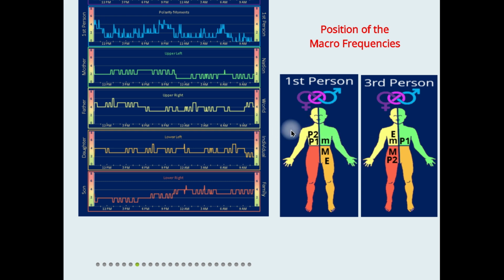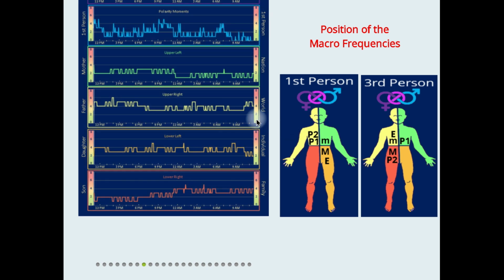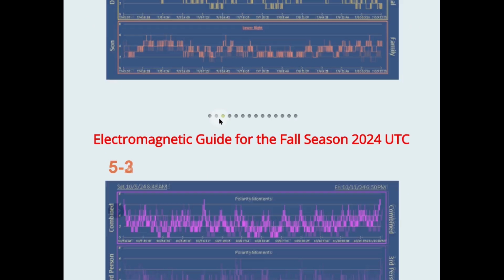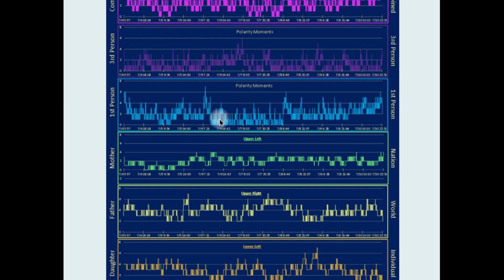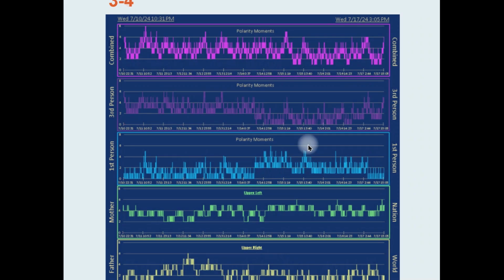All right, so that's a pretty good idea of what's going to happen in this next 24-hour period. We're going to get down here and do a quick review. For new viewers, we've got the entire electromagnetics for 2024 already posted. We've done this so that you can look ahead. If you're going to travel or go somewhere, you want to know when there is going to be agitation that gets above a 4. And you're going to want to know if it's in first person or third person.